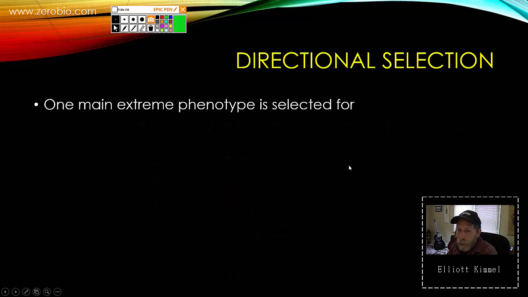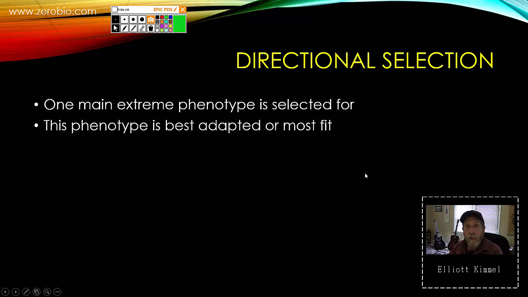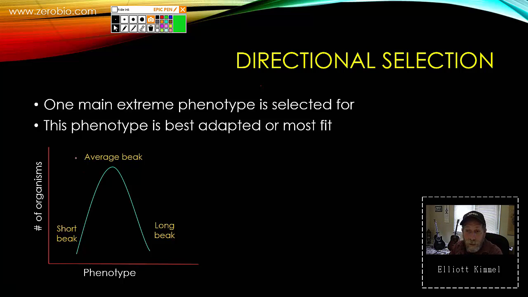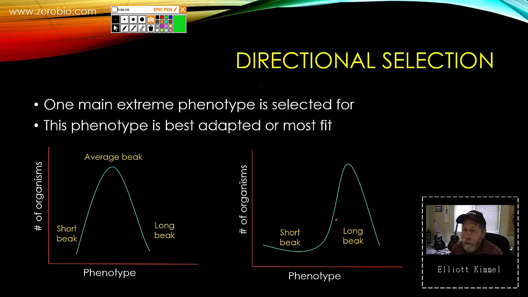Directional selection is when one main extreme phenotype is selected for. We move in a particular direction, okay? One extreme phenotype is selected for. That one is the best adapted or most fit. So maybe you can imagine what I'm about to do. This is the same scenario we originally had, all right? But over time, this is what happens. So let's analyze this graph. We have the number of organisms versus a phenotype. And here you can see that organisms with a long beak are way up, whereas organisms with a short beak are way down. And even the average one is down.